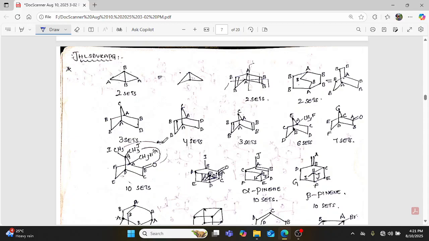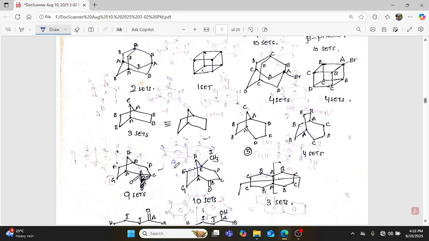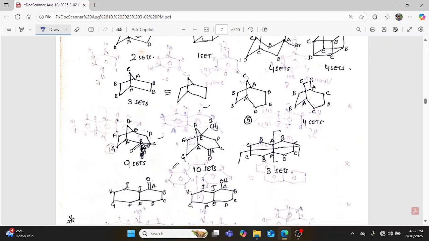Identify all these. Blindly follow the plane of symmetry criteria. These are all very, very important examples. In the examination, you will find all these examples, so try to have all these.